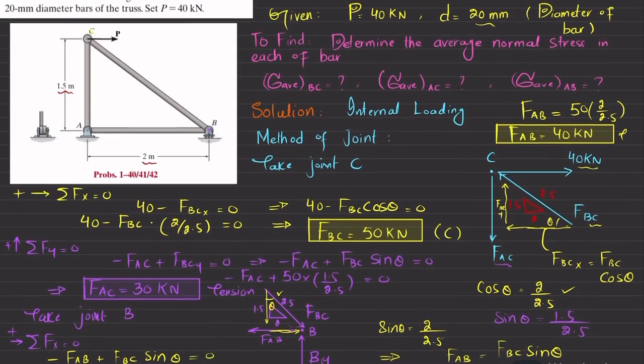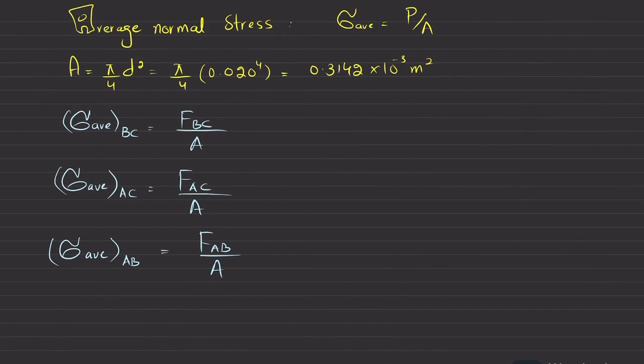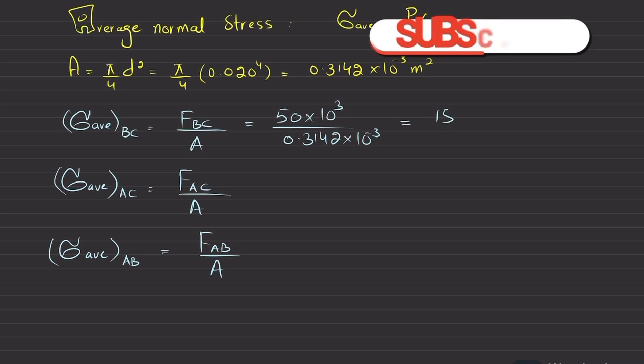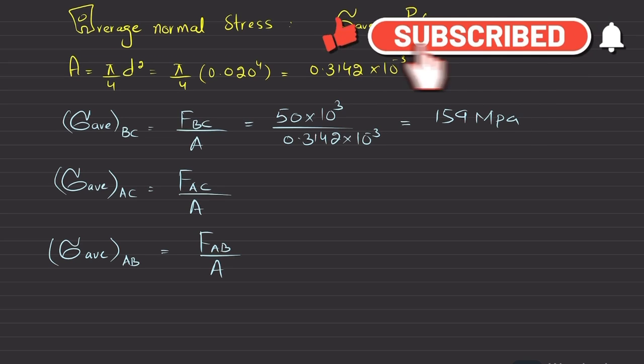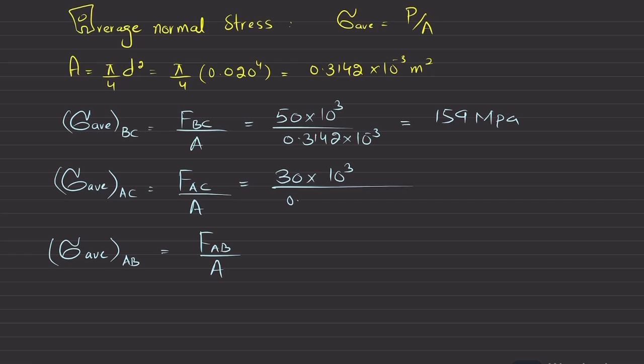So note down this value. FBC is this one, FAB is this one, and the last FAC was this one. So you can put FBC, which was 50 kilonewtons, so 50 into 10 raised to power 3 divided by area 0.3142 into 10 raised to power minus 3, and that will give you 159 megapascal. Same, FAC was 30 kilonewtons, so 30 into 10 raised to power 3 divided by the area, 0.3142 into 10 raised to power minus 3, and that will give you 95.5 megapascal.